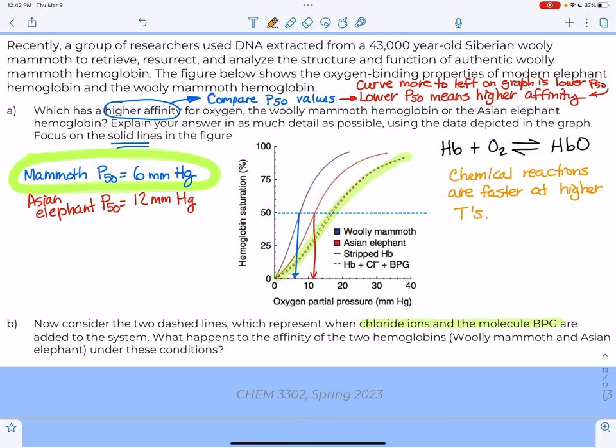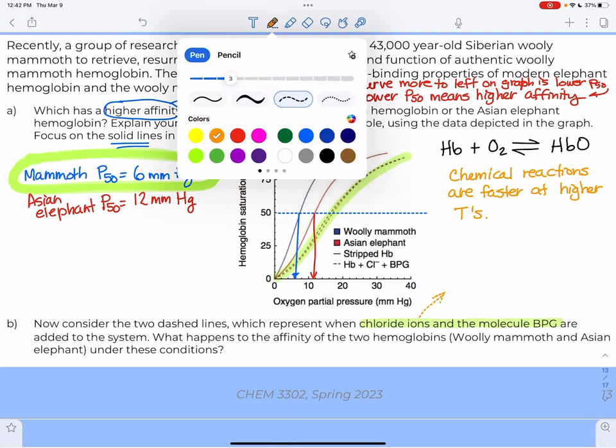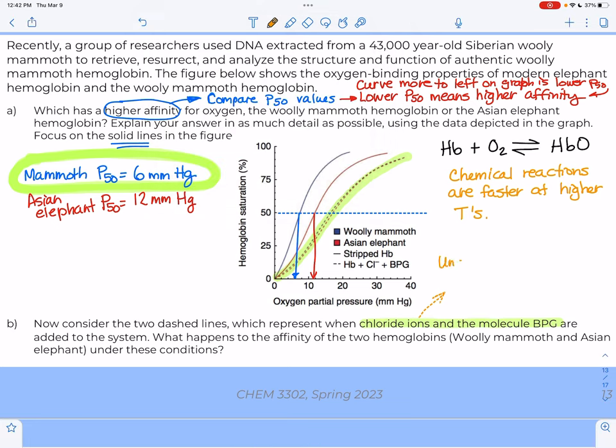Just because we like to drop lines and figure out P50s, let's think about this. First thing, it appears to me that the two lines almost directly superimpose. So under these conditions, let's change that back to a solid line, there's little to no difference between the two species.